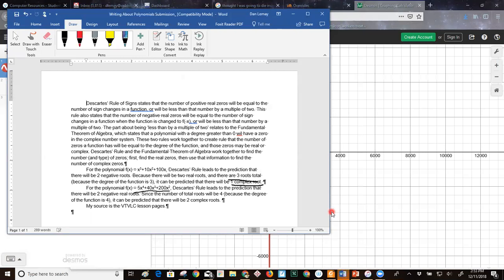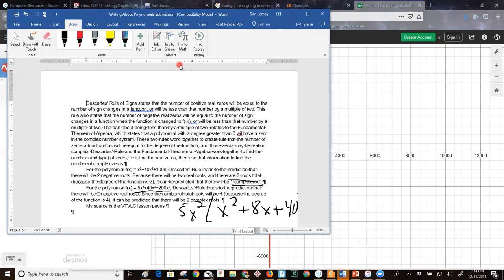I would certainly factor out a 5x squared. What does that leave me? That leaves me x squared plus 8x plus, let's see, 20, is that 40? And I don't know, we'd have to look and see. Does it factor, 40? I don't think so. It's probably going to have to use the quadratic formula for that.